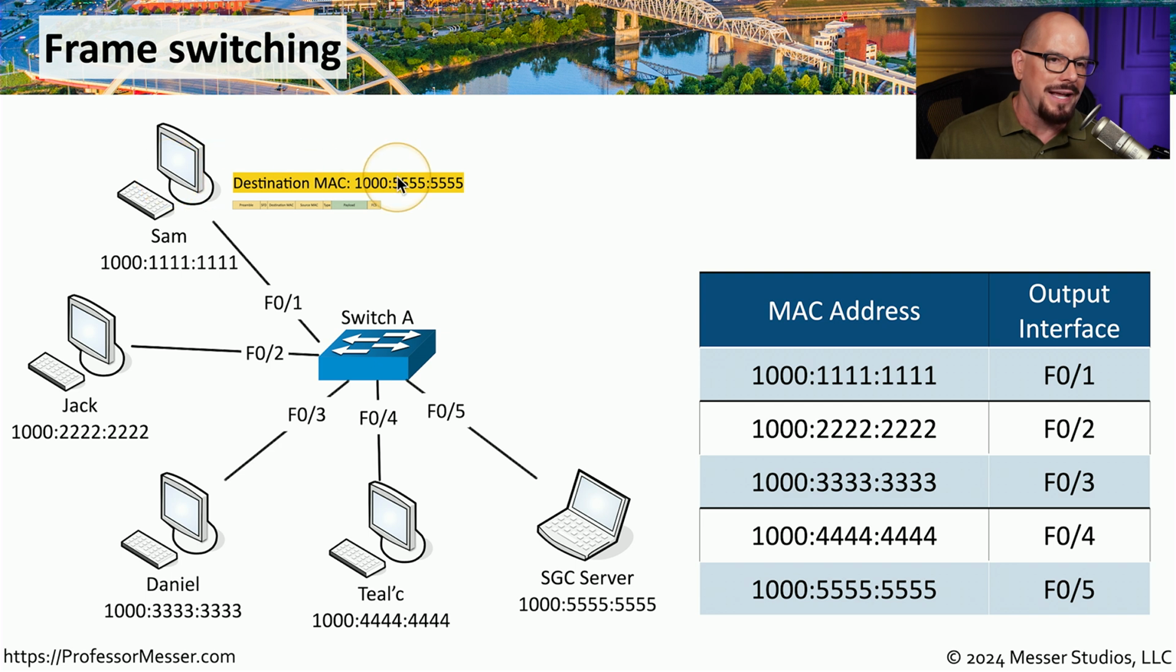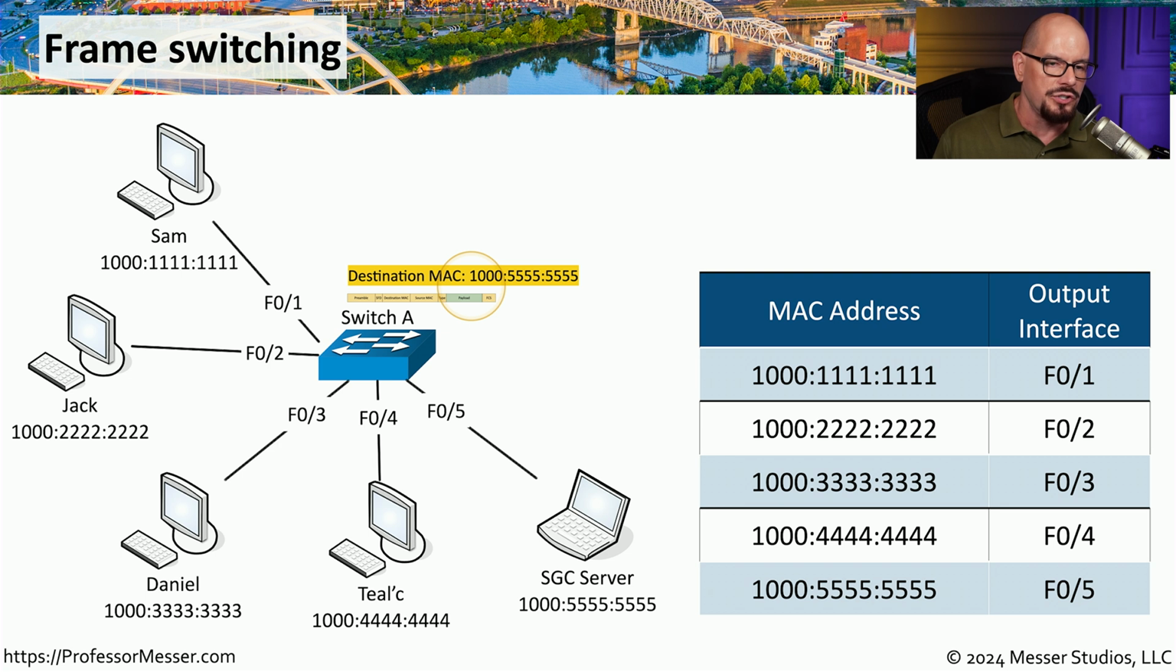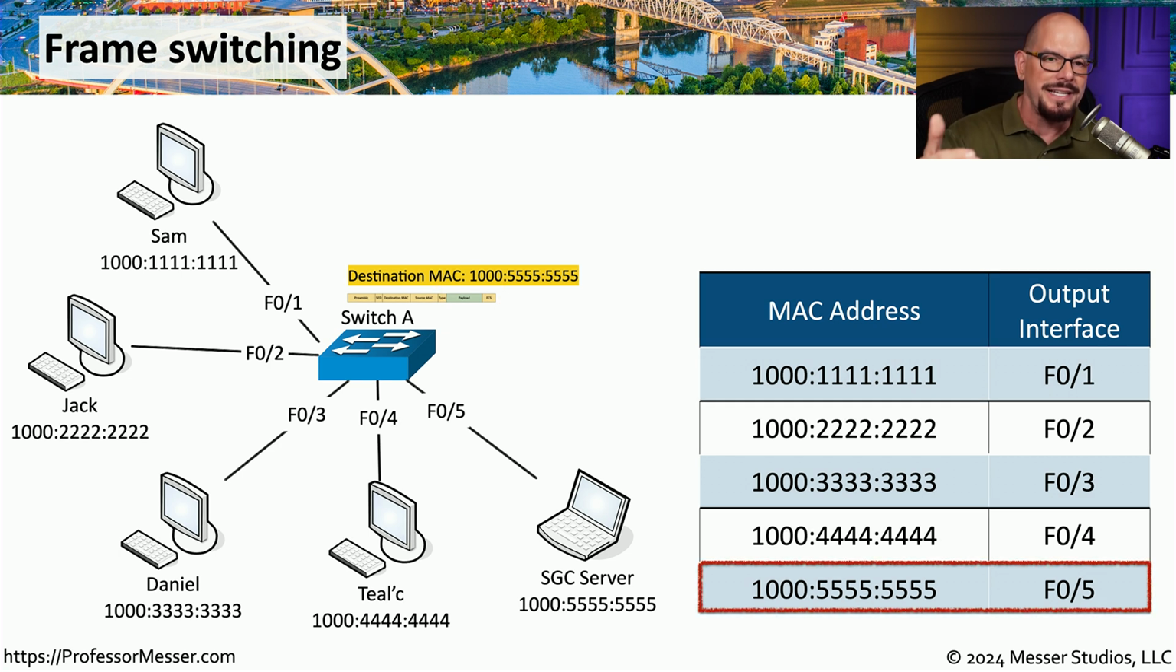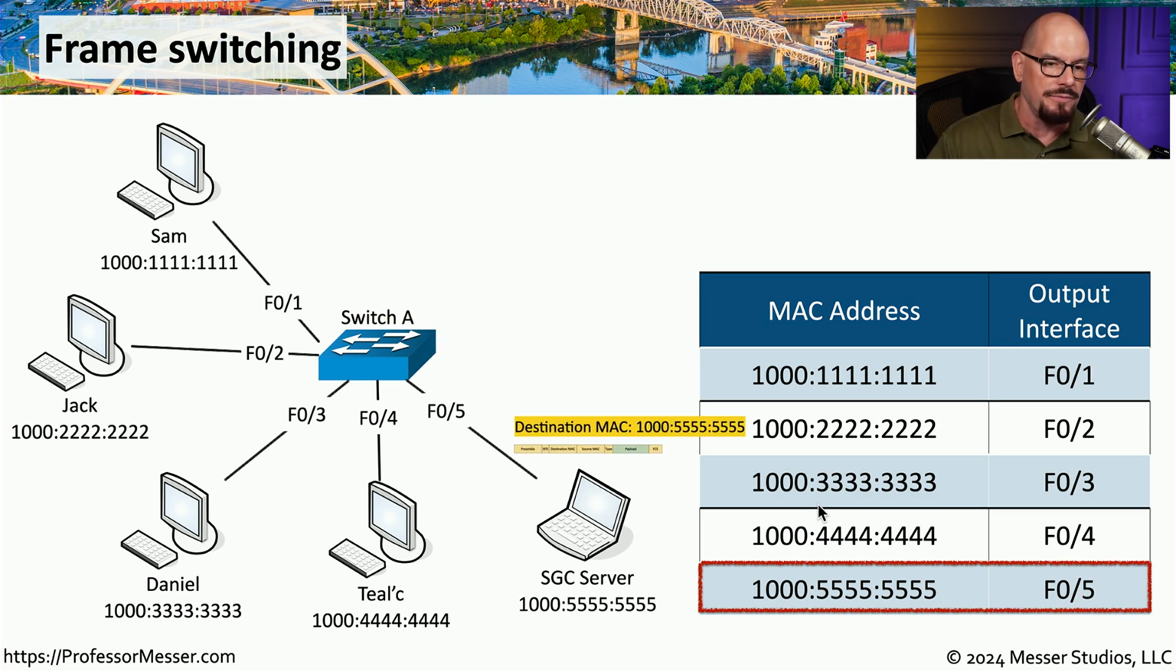We have a frame that has a destination MAC address of 1000.5555.5555. That's forwarded to our switch. The switch is then going to refer to the MAC address table to see if that destination MAC address is in the table, and in this case it certainly is, and you can see that the output interface for that MAC address is F0/5. The switch now knows to send that frame out that particular interface where it will be received by the device with that destination MAC address.